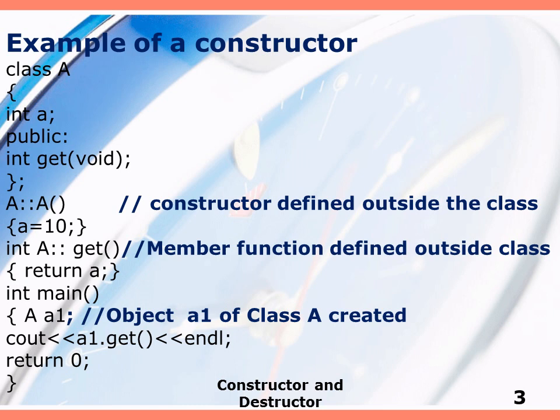In the main function, we create an object A1 of class A. The constructor at this point gets called automatically and it will initialize the value for the small a data member. It will initialize small a is equal to 10. When we use the a1.get function call, it will display the value 10 which was initialized with the constructor.